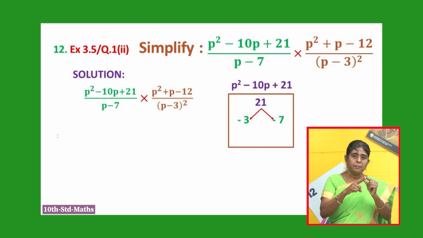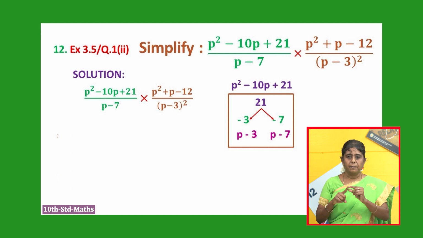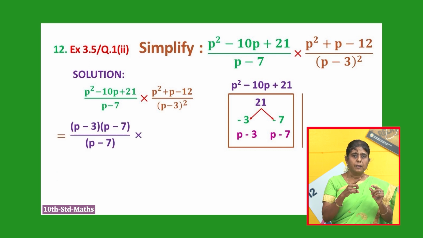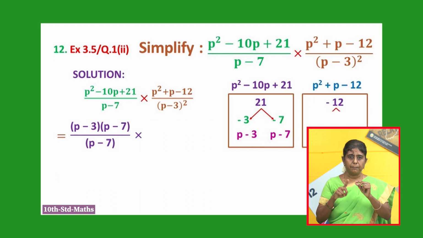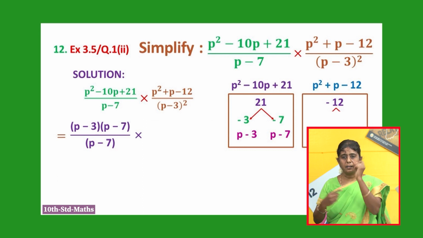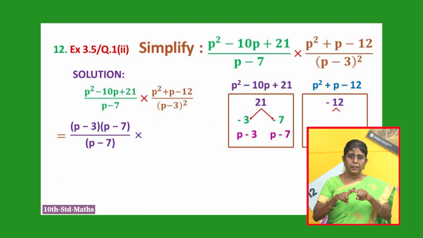Before p square, the coefficient is 1, so not necessary to divide. So we can write p minus 3, p minus 7 directly. So the factors are p minus 3 and p minus 7. Next one is the p squared plus p minus 12. That should be factorized. Minus 12 is the last number, so we should find the numbers 4 and 3, 4 into 3, 12. But what's the number in the middle? That is plus 1 before p. So we have to take 4 and minus 3. By adding them, we will get the 1. So p plus 4 and p minus 3.